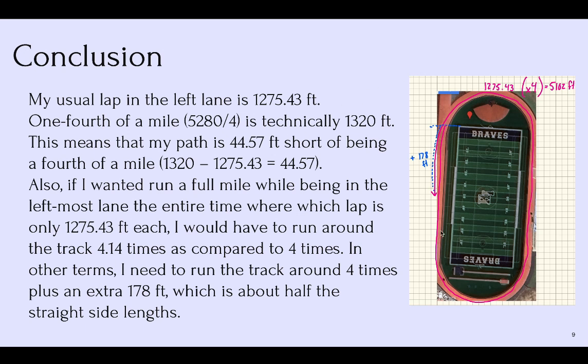So looking over here on the right, I would run around the pink, I would run around 4 times, and then the blue dotted line would be the extra feet I would need to run if I decided to run in the leftmost lane, meaning that it's the closest to the grass the entire time.